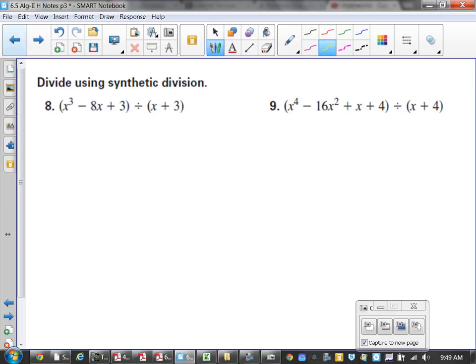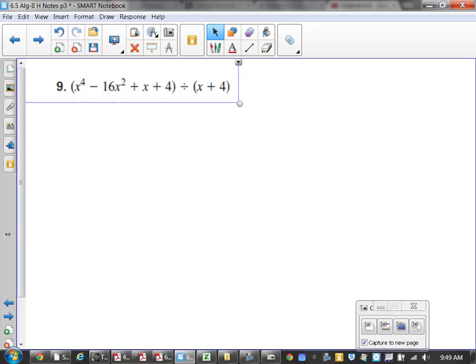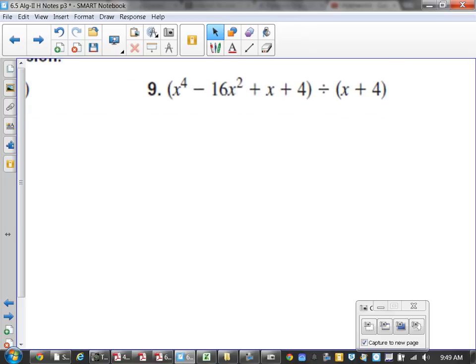The other one we have is x to the 4th minus 16x squared plus x plus 4.